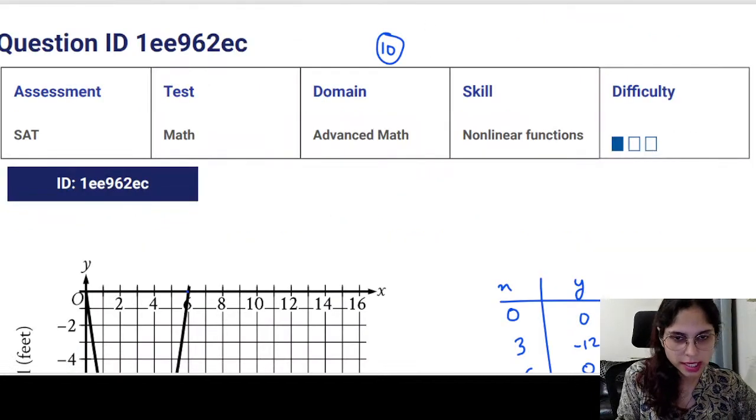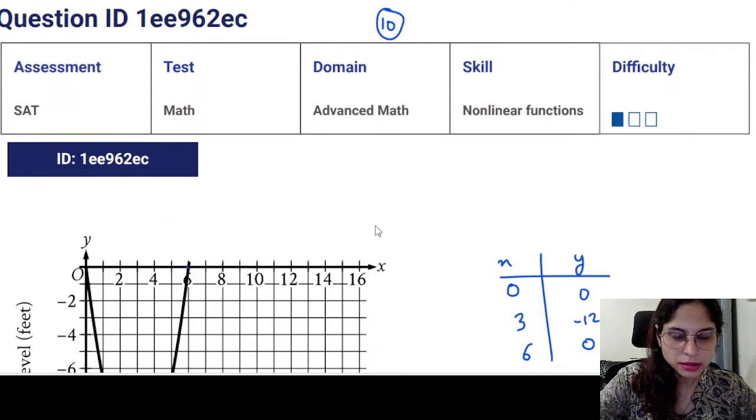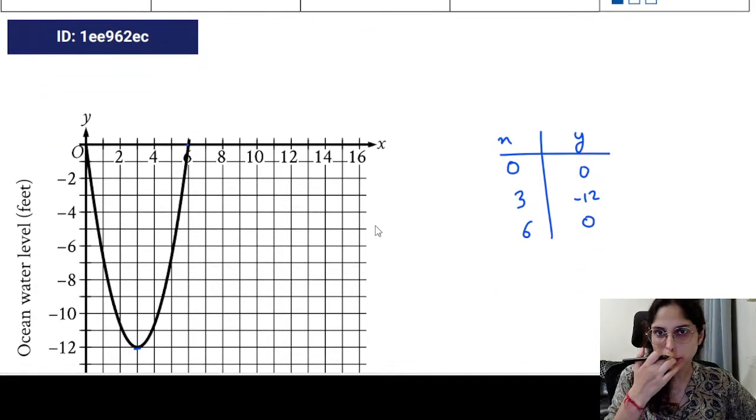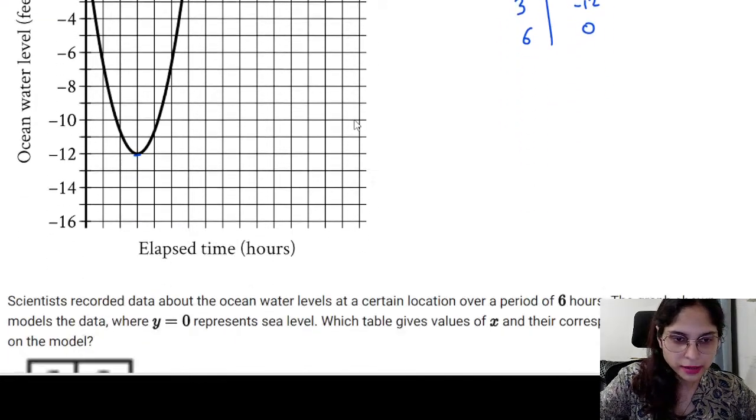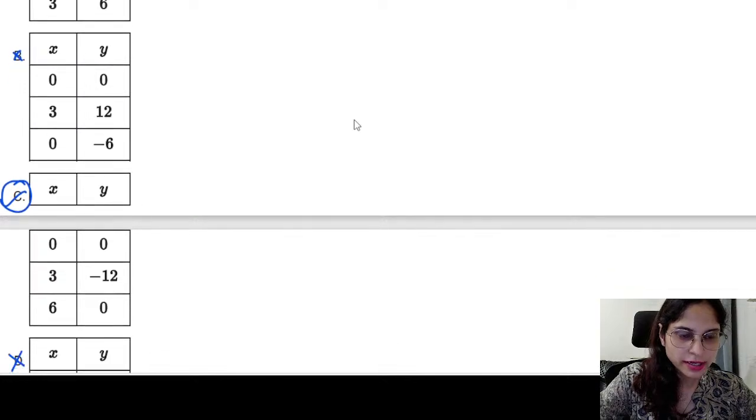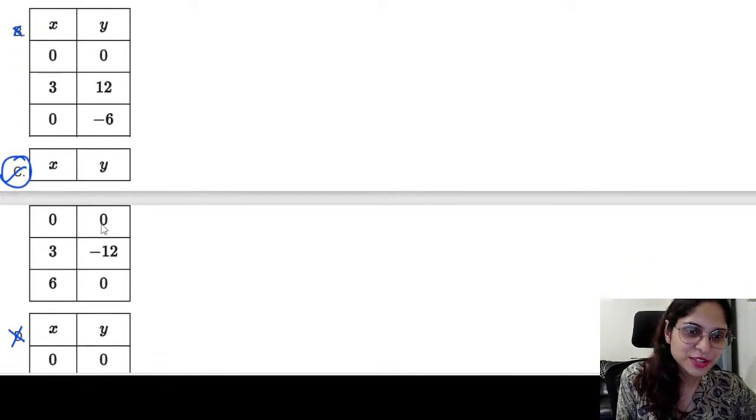Next question, the second question was question number 10. Here the graph is given to you, you just have to identify which table is there. So at 0 it is 0, at 3 it is negative 12, at 6 it is 0. So we just look at the options where we see that, and option C is 0, 0, 3, negative 12, 6, 0. So that's going to be my answer.